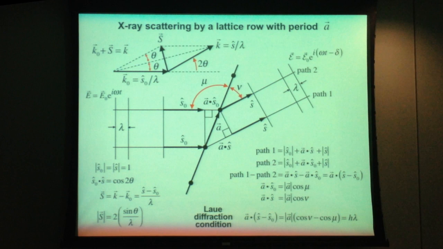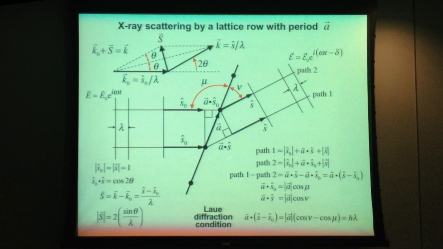So the path difference between the two possible paths, S naught plus A dot S, okay, so dot products. Dot products are something that you can remember or not remember from early physics. Basically, the dot product is just the projection of this period distance A onto the direction of S.